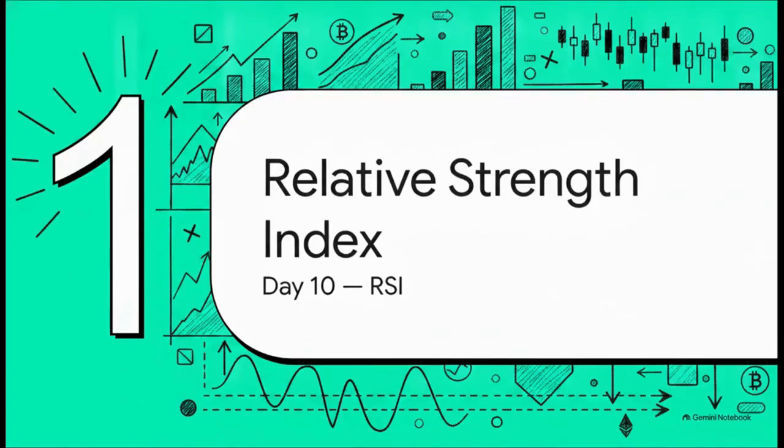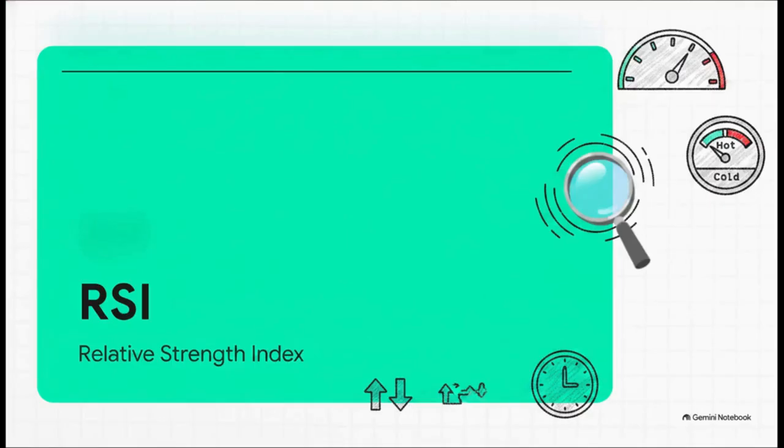Okay, Section 1. What is the RSI? Basically, the Relative Strength Index is a momentum indicator. It's measuring the speed and the change of price movements for any given asset.